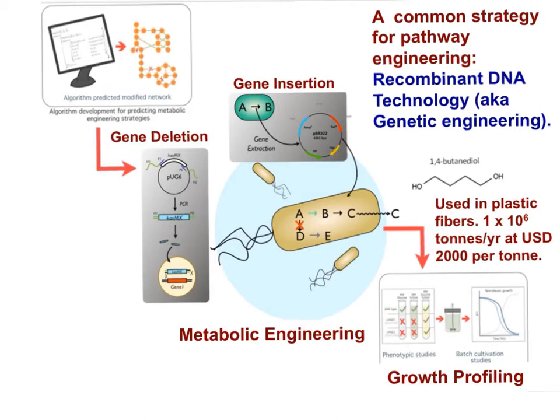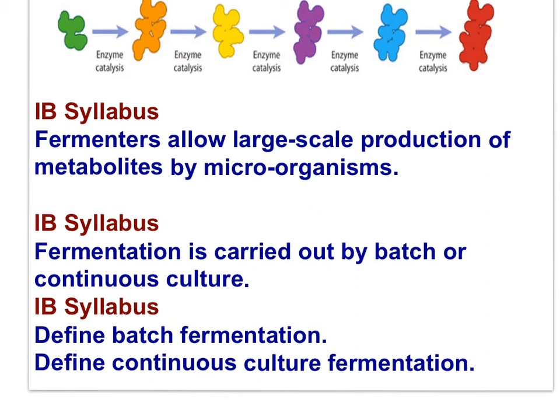In this slide, the product is 1,4-butanediol. It's used to make plastic fibers. 1 million tons per year are made worldwide. Each ton costs $2,000 US. Here are the next IB syllabus statements.